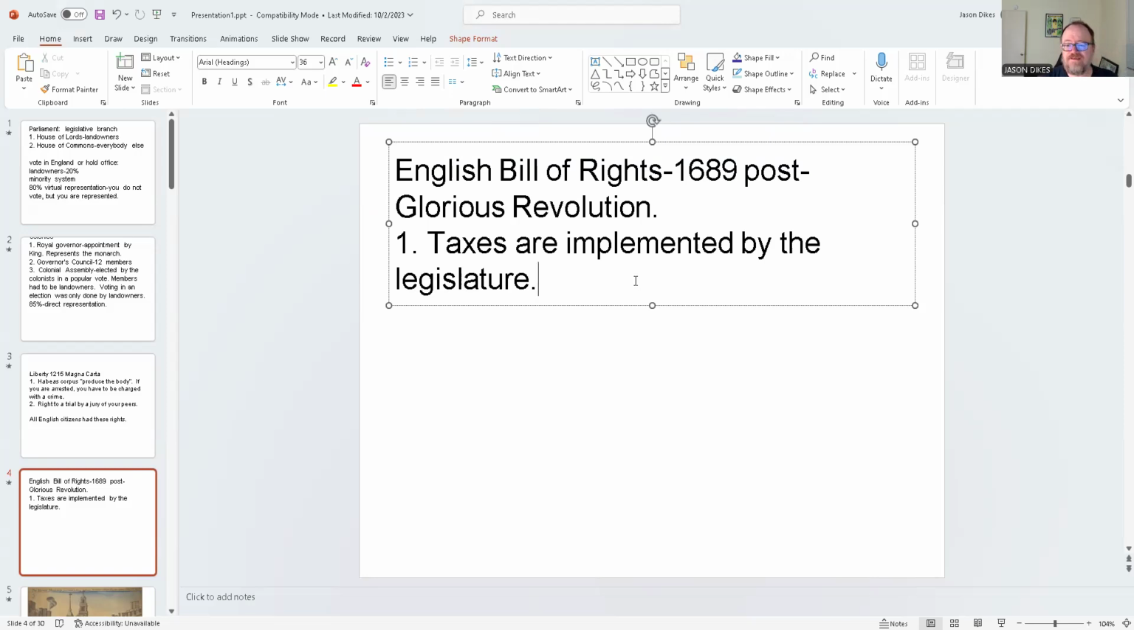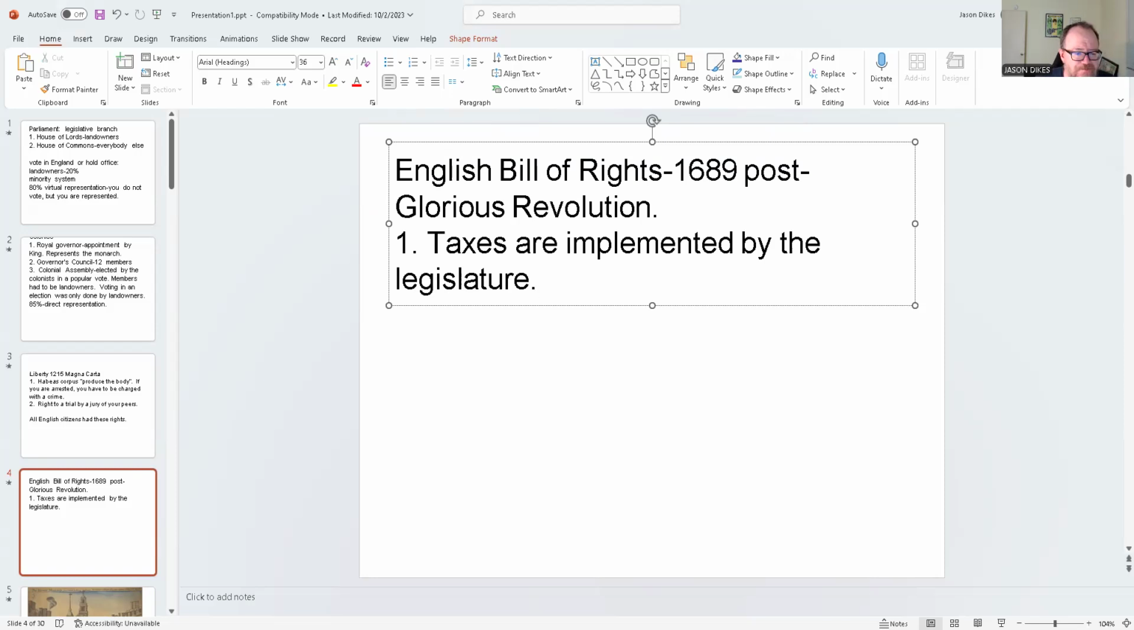Basically this is to keep the monarch from coming up with new taxes, which is something that both Charles I and James II have been attempting to do.